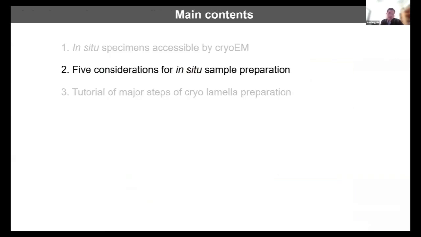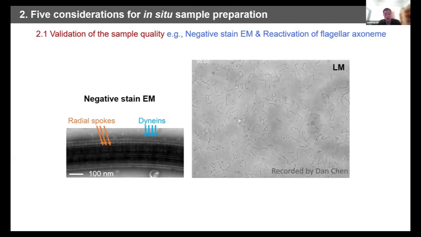And before we introduce the procedure for how to make this kind of sample, we will first talk about the 5 considerations for in situ sample preparation. So first, when we try to study a sample, we need to make sure the sample still has the information which we are trying to get. So we need to use some techniques to validate that the sample quality is still good enough.